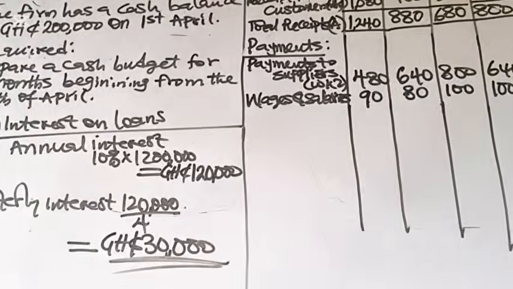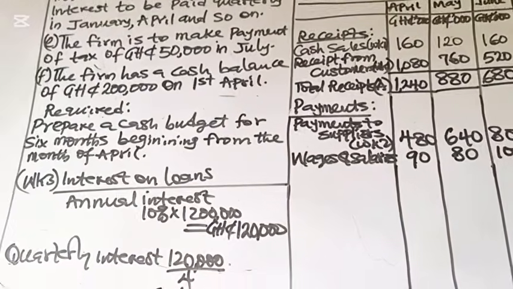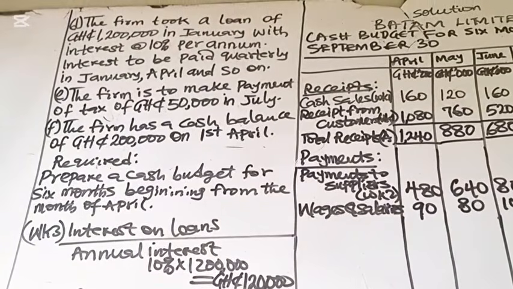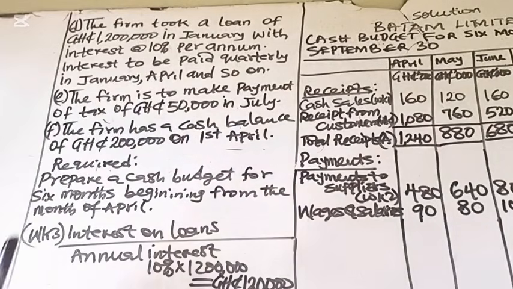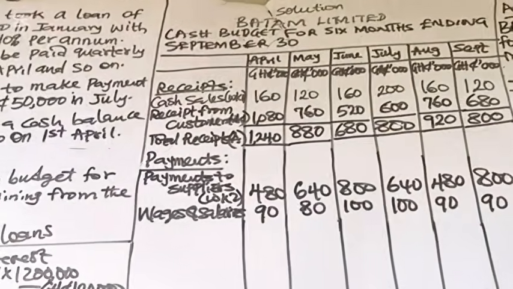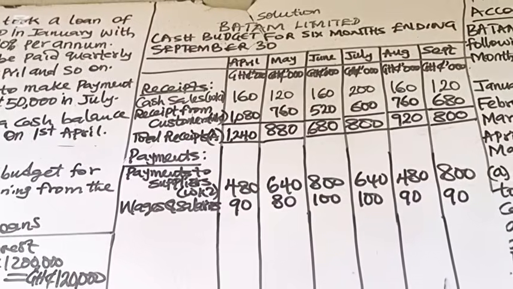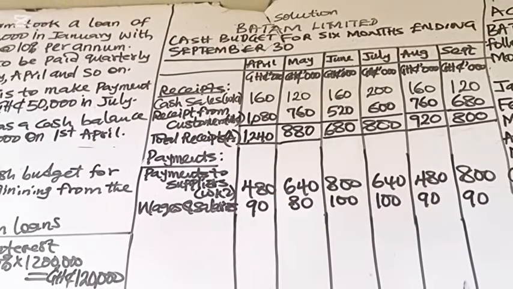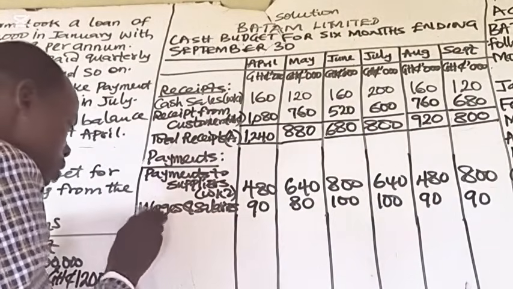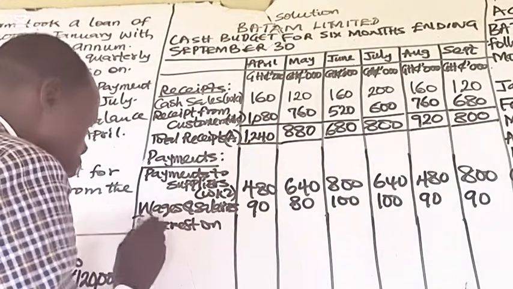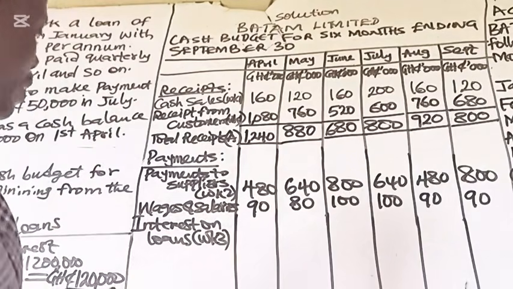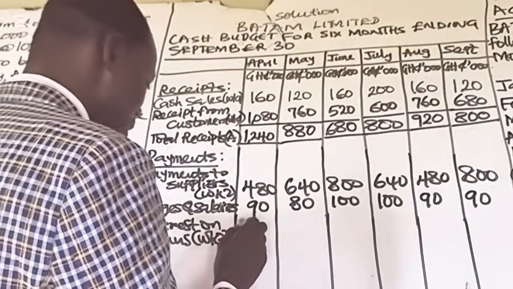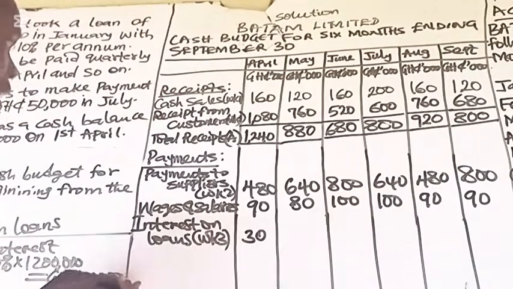Now, let's include that in the cash budget. But remember, the period of payment of the interest starts from January. The next one will be paid in April. So January is not part of our budget period. If January is excluded from our budget period, then you have interest on loans, working number 3. The first interest is to be paid in January, which is outside our budget period. The next one, which is 30,000, will be paid in April.